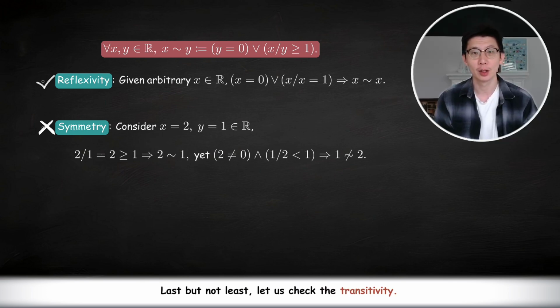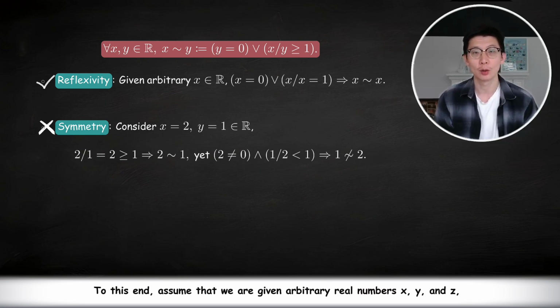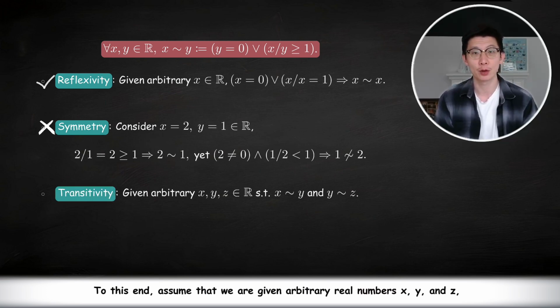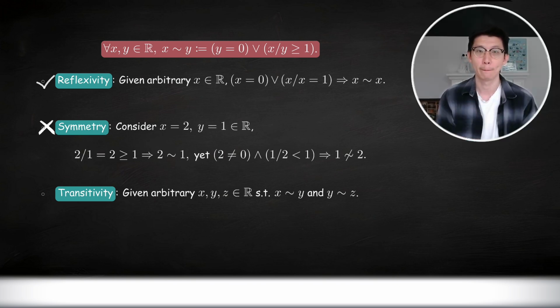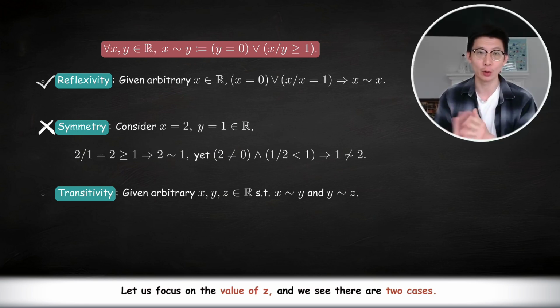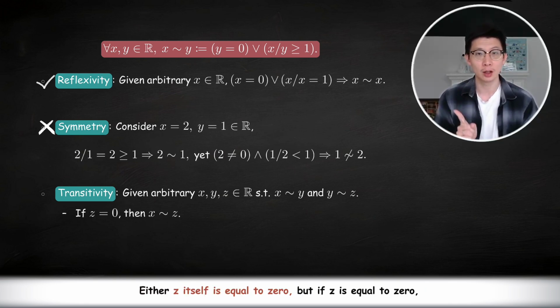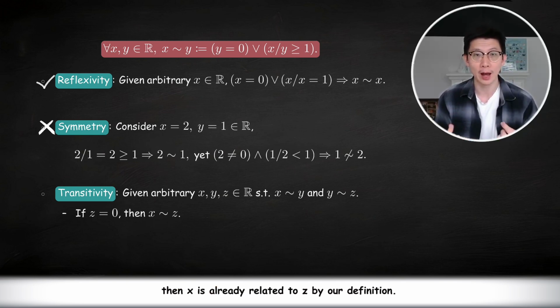Last but not least, let us check the transitivity. To this end, assume that we are given arbitrary real numbers x, y, and z, where x is related to y and y is related to z. Let us focus on the value of z, and we see there are two cases. Either z itself is equal to 0, but if z is equal to 0, then x is already related to z by our definition.